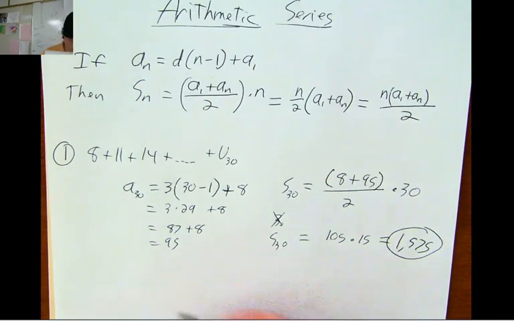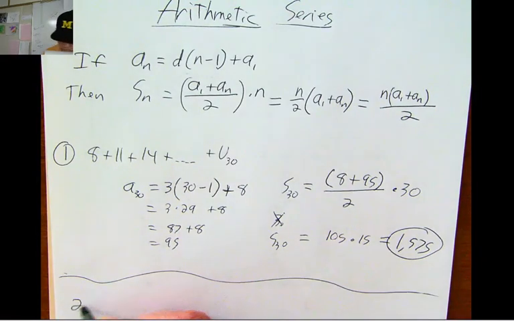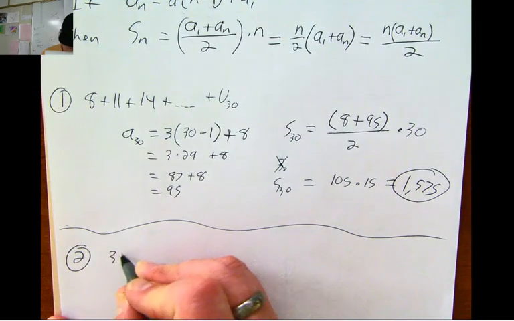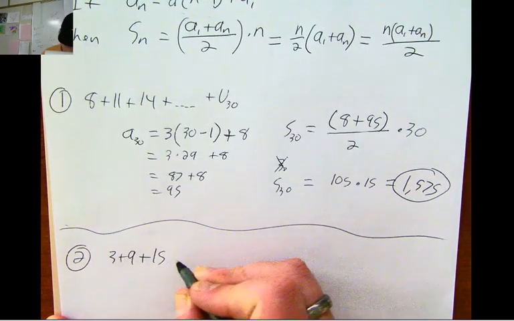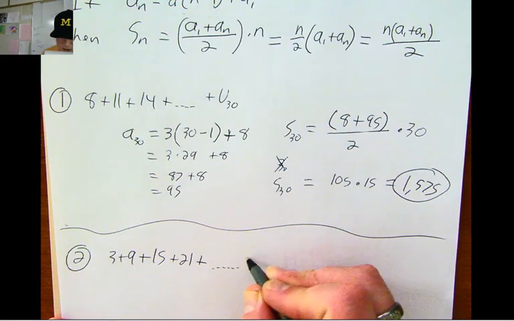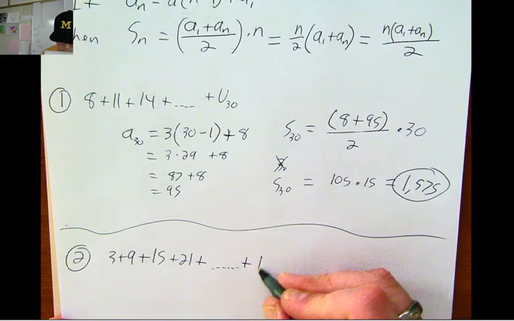All right. Second example today. Same type thing. 3 plus 9 plus 15 plus 21 plus ... plus 123.